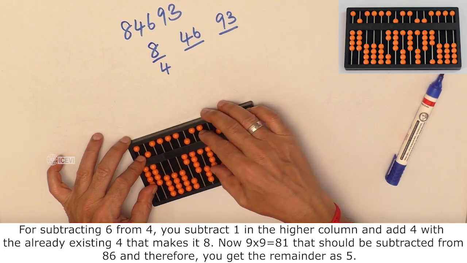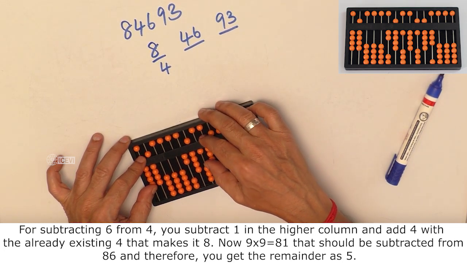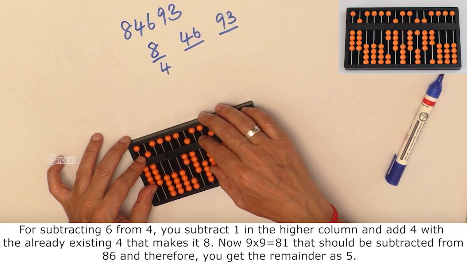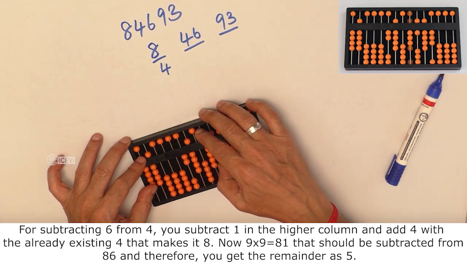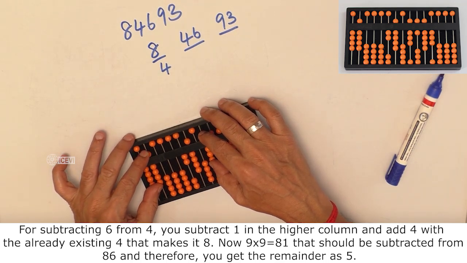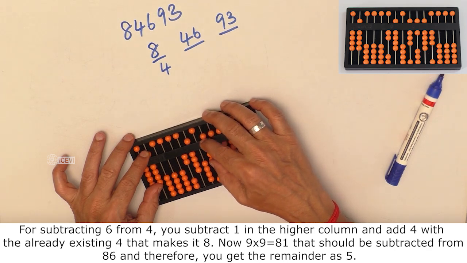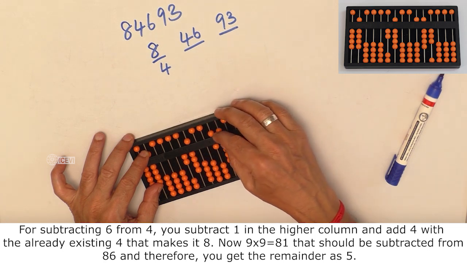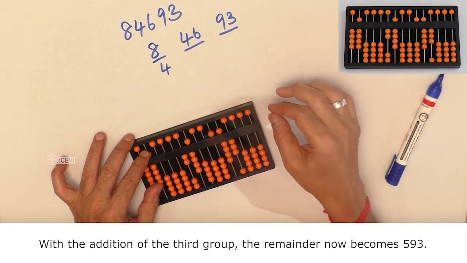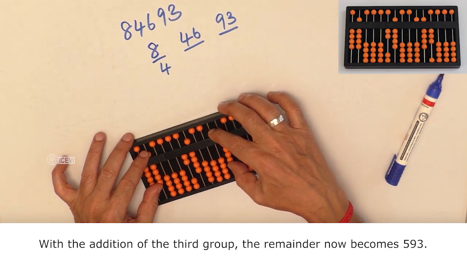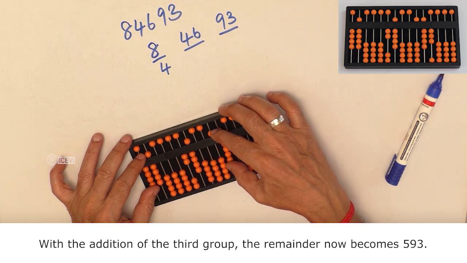For subtracting 6 from 4, you should subtract 1 in the higher column and add 4 with the existing 4. That will give you 8. Now 9 is multiplied with 9, which is 81. That should be subtracted from 86, and therefore you will get the remainder as 5. With the addition of the third group, now the remainder value becomes 593.